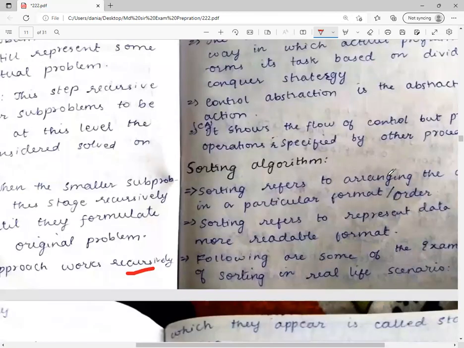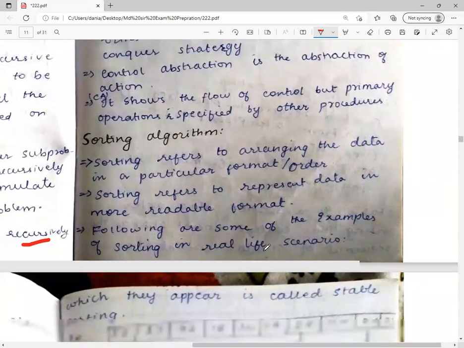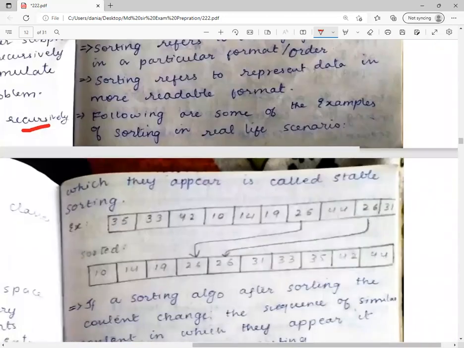Sorting algorithm. A sorting algorithm refers to arranging the data in a particular format or order. Sorting refers to the representation of data in a more readable format. Following are some examples of real-life sorting.